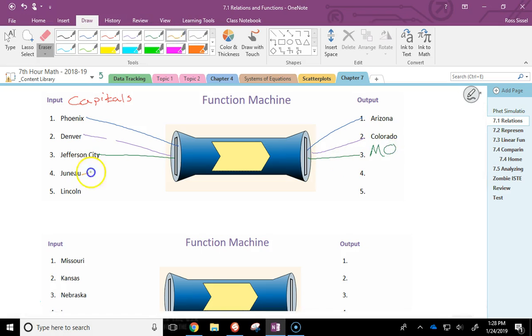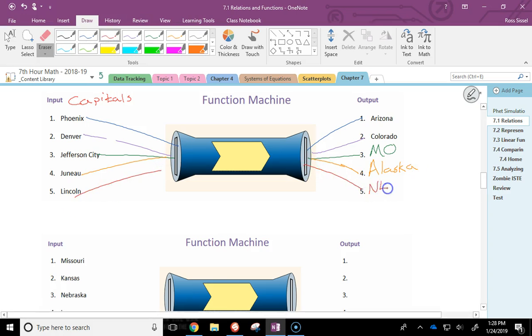Juneau goes in, Alaska. And Lincoln goes in, Nebraska. I did switch colors. Why did I switch colors, you think? Because it shows which one goes to which one. Did I get it right?